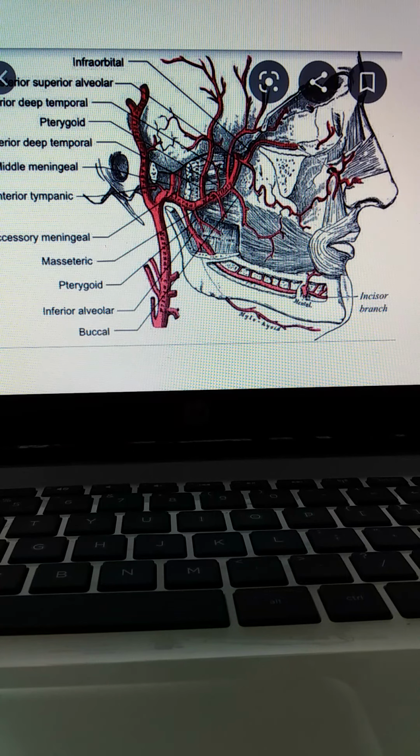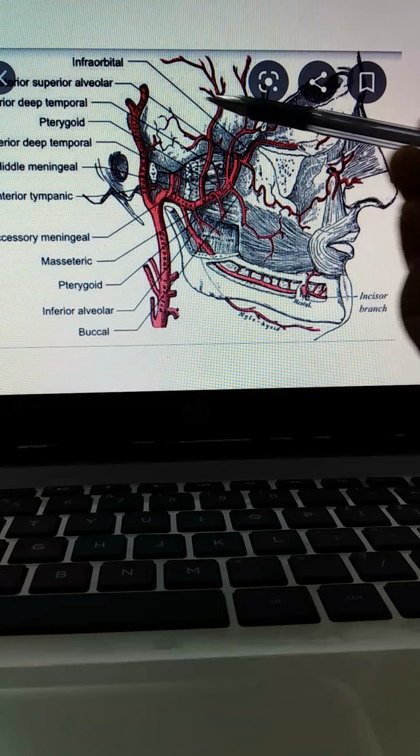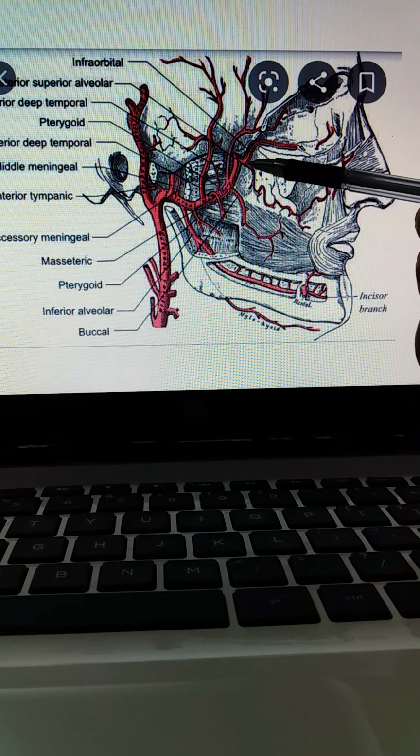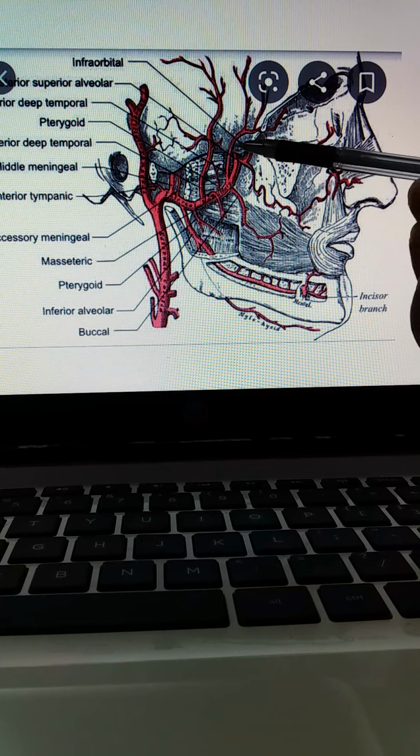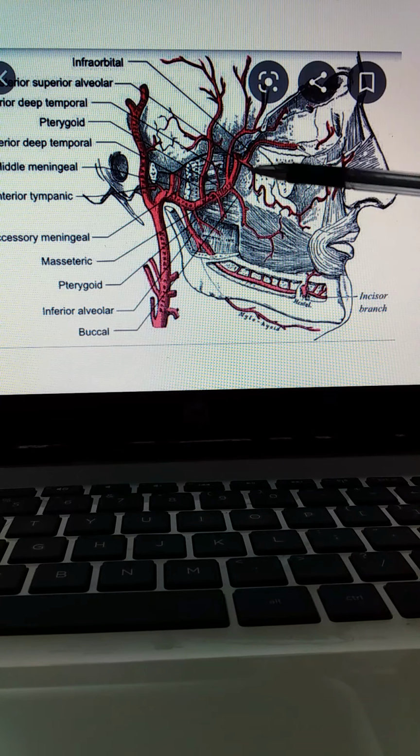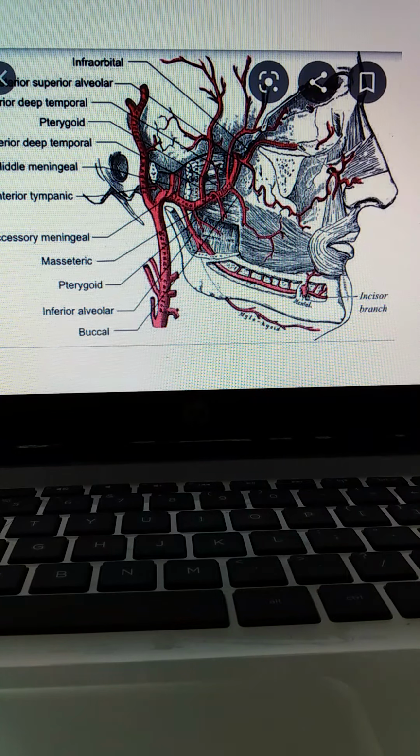If we talk about the posterior superior alveolar artery, this is your posterior superior alveolar artery. What does this artery do?